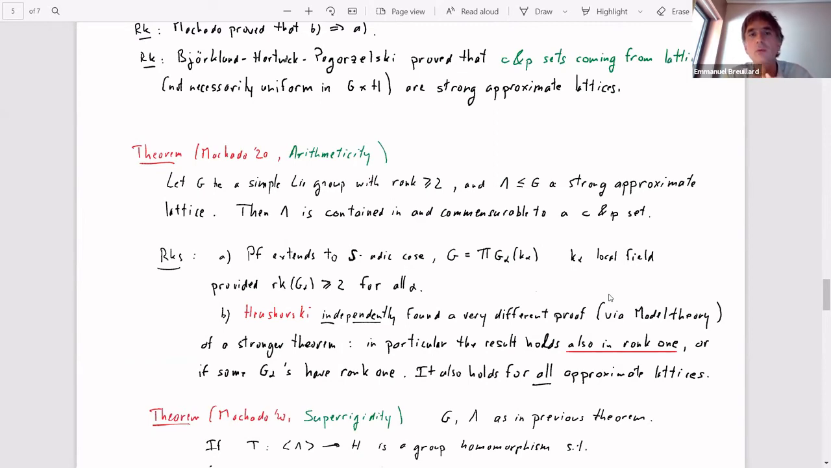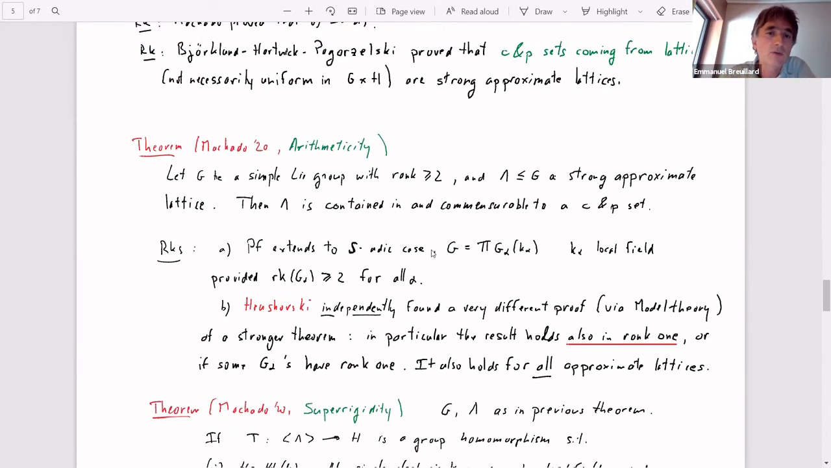Okay, so now I come to the statement of one of the main results, which is a generalization of Meyer's theorem to simple Lie groups. So here is Machado's theorem. The setting is a simple Lie group of higher rank, and you start with a strong approximate lattice in there. The conclusion is that in fact lambda is contained in and commensurable to a cut and project set. So in other words, Meyer's theorem extends to strong approximate lattices in higher rank simple Lie groups. Some remarks: his theorem is stated in a short version, but it actually works in the S-arithmetic case, where G can be replaced by a product of algebraic groups over a local field, where each factor has higher rank.